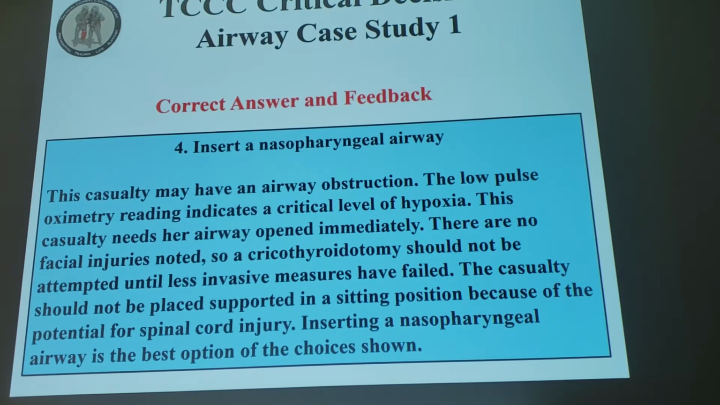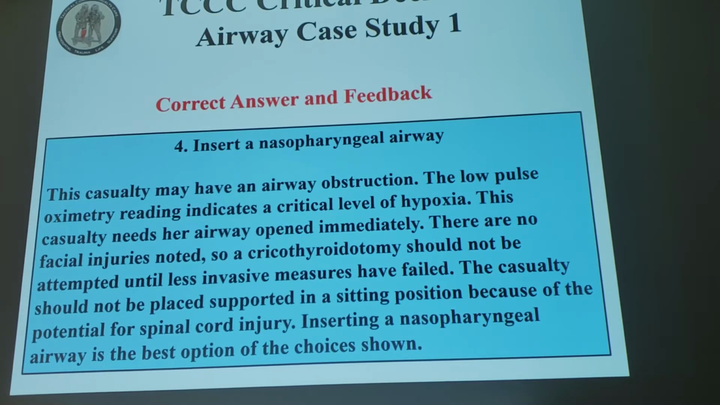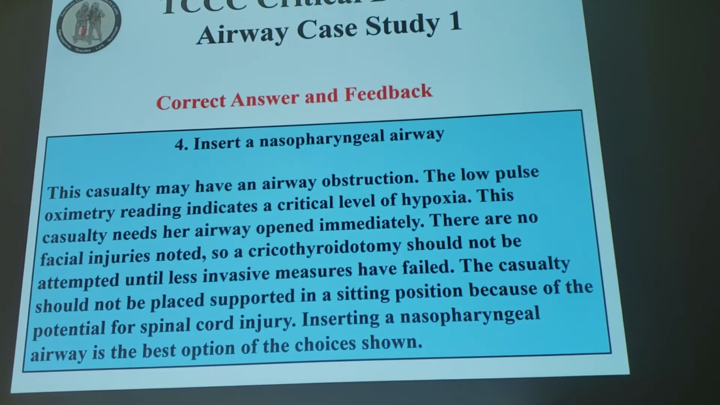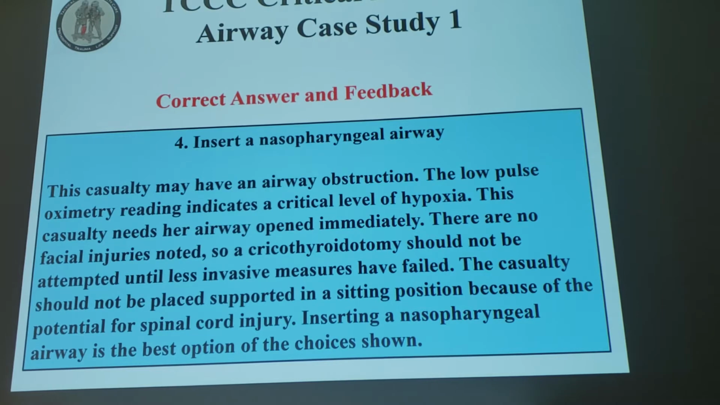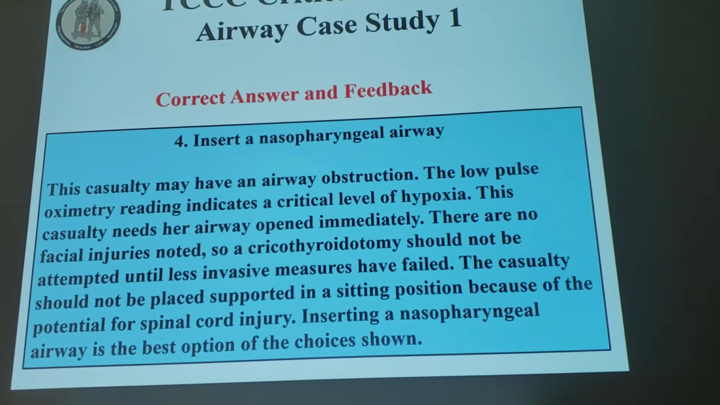This casualty may have an airway obstruction. The low pulse oximetry reading indicates a critical level of hypoxia. This casualty needs her airway open immediately. There are no facial injuries noted, so cricothyroidotomy should not be attempted until less invasive measures have failed. The casualty should not be supported in a sitting position because of the potential for spinal cord injury. There we go, you're all over it. Inserting a nasopharyngeal airway is the best option of the choices shown. Cool, you're on the right path, right?